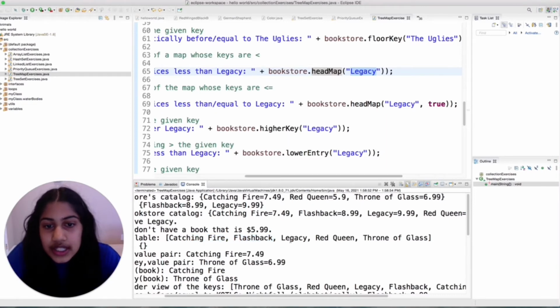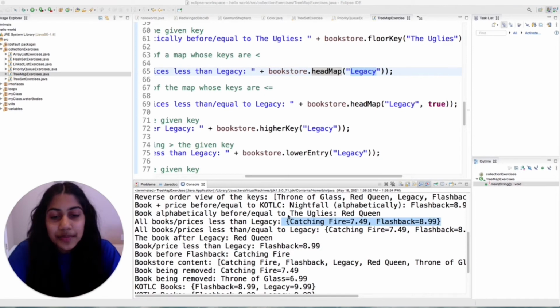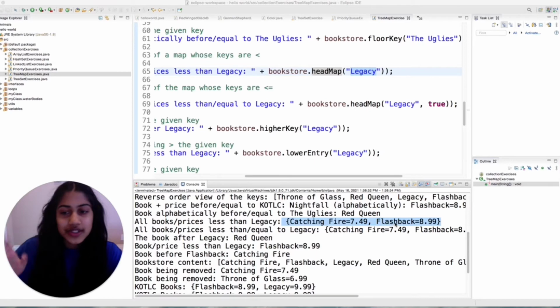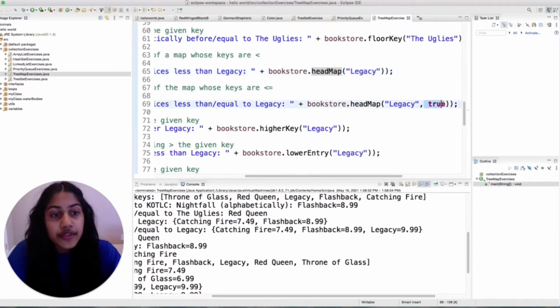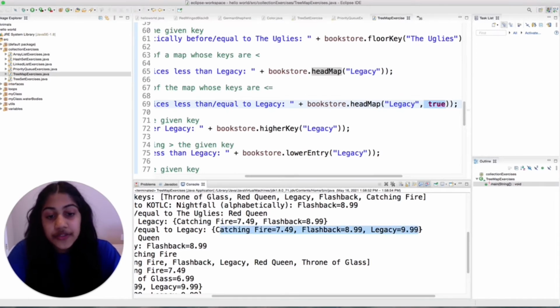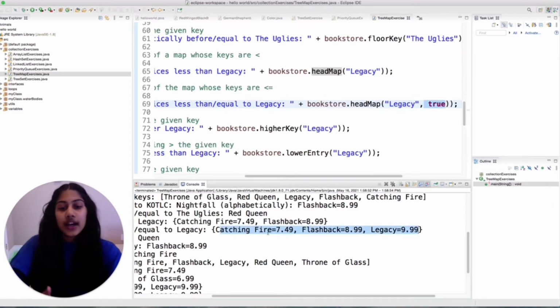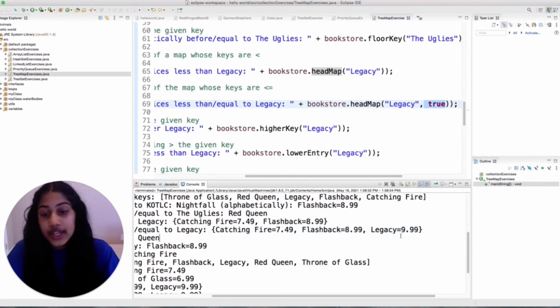Let's go see. So here we can see we got the Catching Fire and Flashback, and both of those books were actually before Legacy, and these are real books. They're pretty good. You should read them, just saying. Anyways, and then you can also put true after that if you want it to be inclusive. So in the next one, it gave me Catching Fire, Flashback, and Legacy because Legacy is included there.